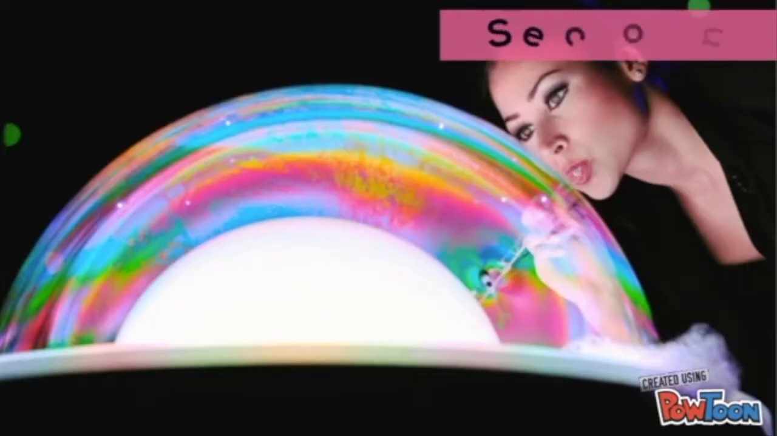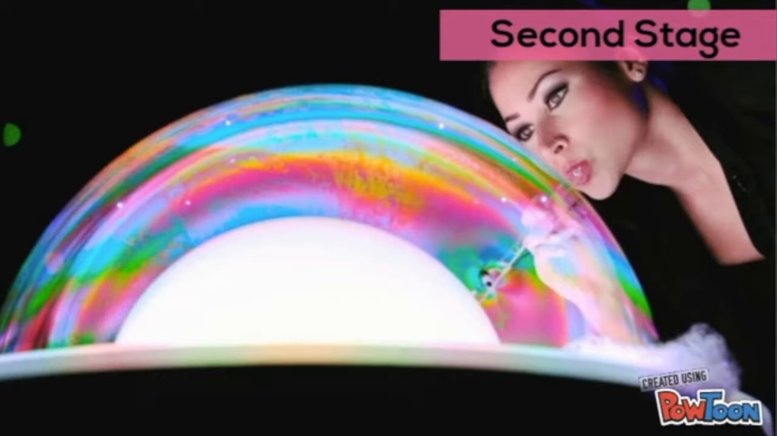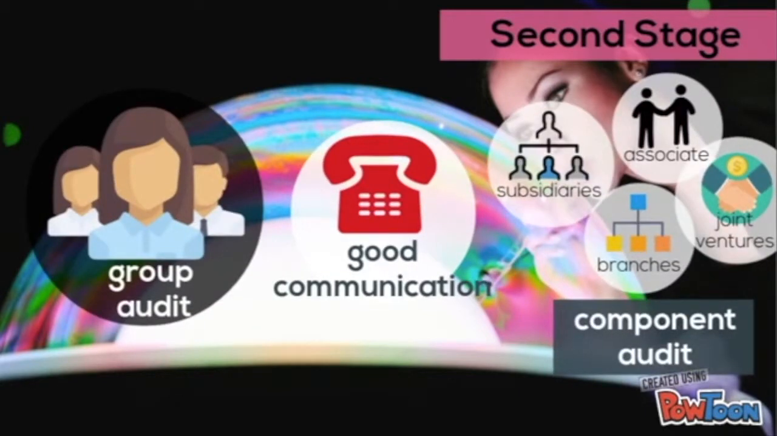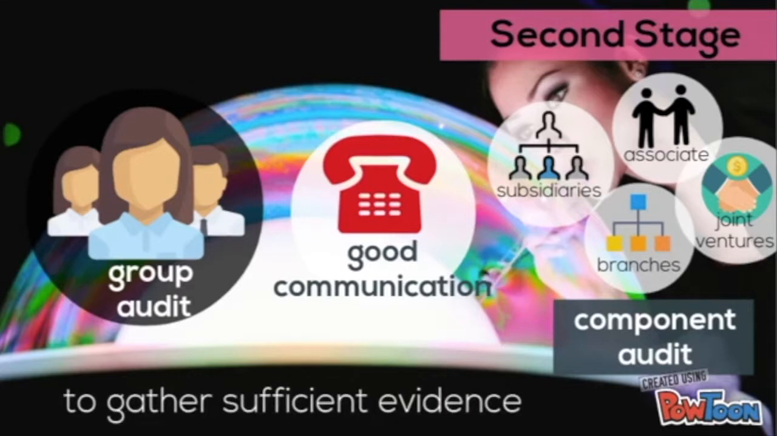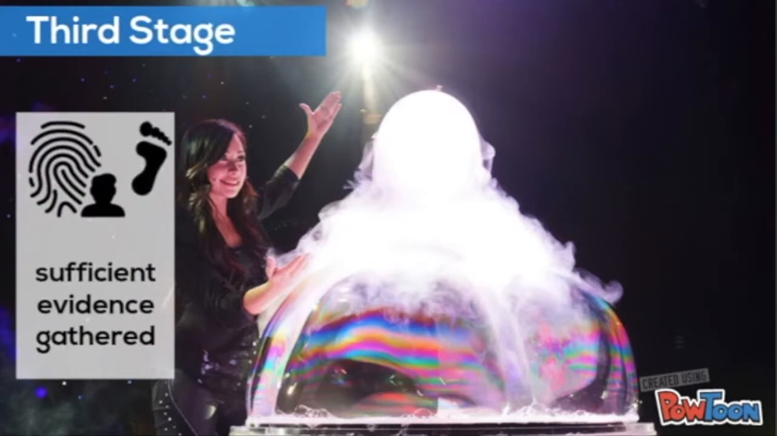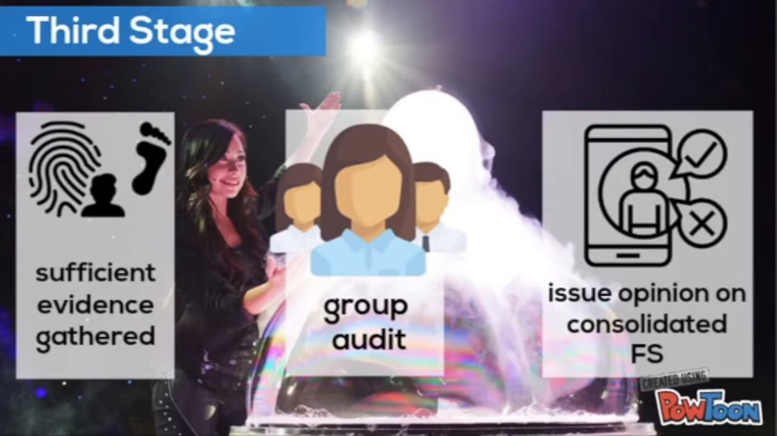In the second stage, before planning the consolidation process, the audit procedures must be planned by the group audit. There is also a need of good communication from the group audit and component auditor, as it is vital in order to gather sufficient evidences. And lastly, in stage 3, after all sufficient evidences are gathered, the group audit is responsible to issue an opinion on the consolidated financial statements.